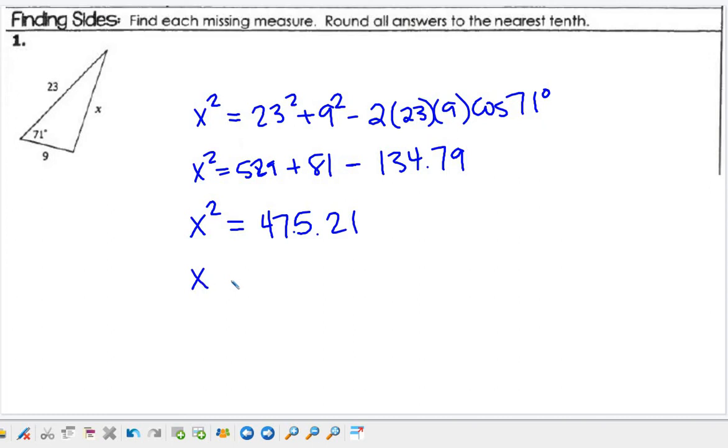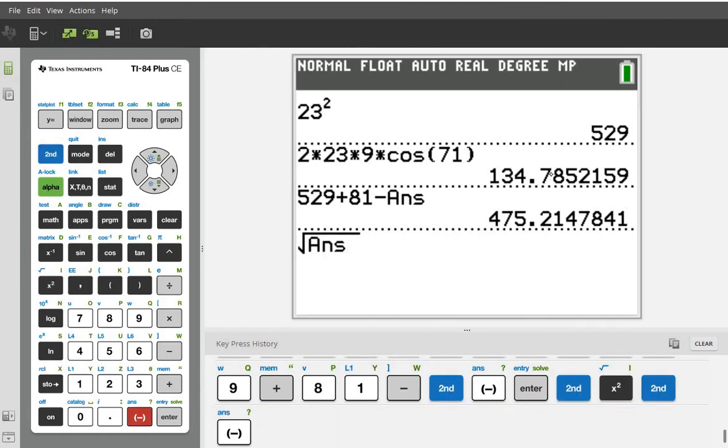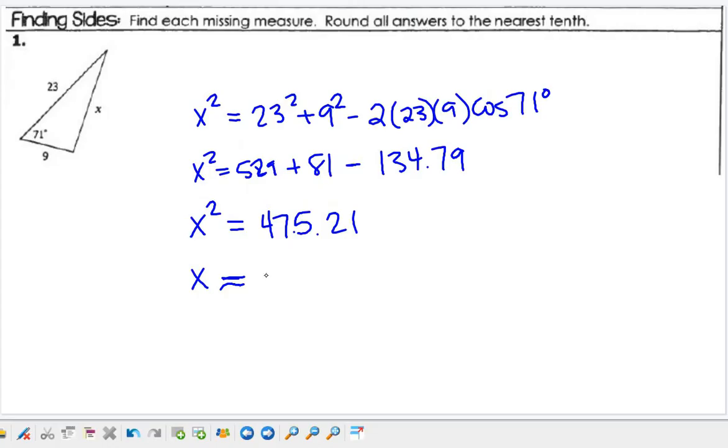Okay, and so again, we're not going to round until the very end, so I'm going to do second square root, second answer, because if you round here and then you round here and then you round here, your answer is not going to be accurate anymore. So I'm going to do second answer, and I get 21.8, so approximately 21.8, and it doesn't give me any units. It doesn't tell me feet, inches, or anything like that.